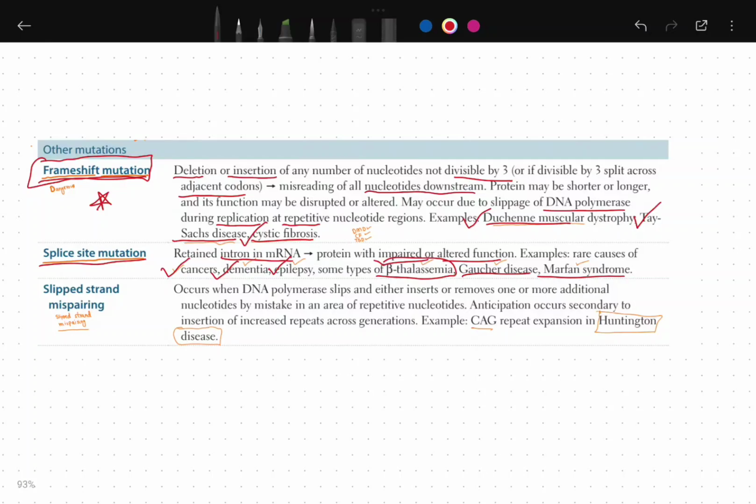Slipped strand mispairing occurs when DNA polymerase slips and either inserts or removes one or more additional nucleotides by mistake in an area of repetitive nucleotides. Anticipation occurs secondary to insertion of increased repeats across generations. Example: CAG repeat expansion in Huntington disease. So slipped strand mutation happens in Huntington disease due to CAG repeat.